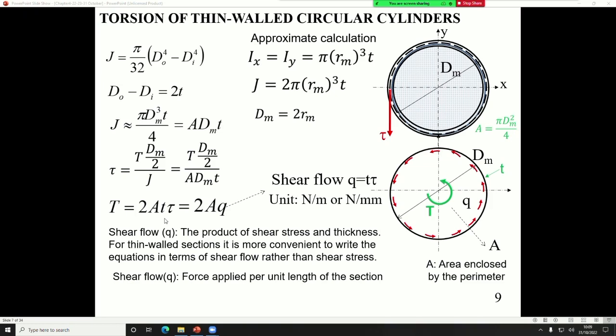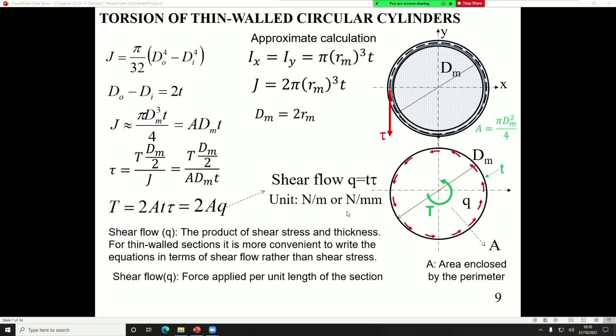By definition, the product of the thickness and shear stress is called a shear flow. And for thin sections, it's more convenient to use shear flow rather than shear stress. What's the definition of shear flow? Shear flow is the force applied per unit length of the structure. So tau is the shear force applied per unit area of the section. When the section is thick or solid, we usually use tau. When the section is thin, it's better to use q. It makes our analysis much easier. The unit of q is either Newton per millimeter or Newton per meter. So this is what was covered on slide number 9.